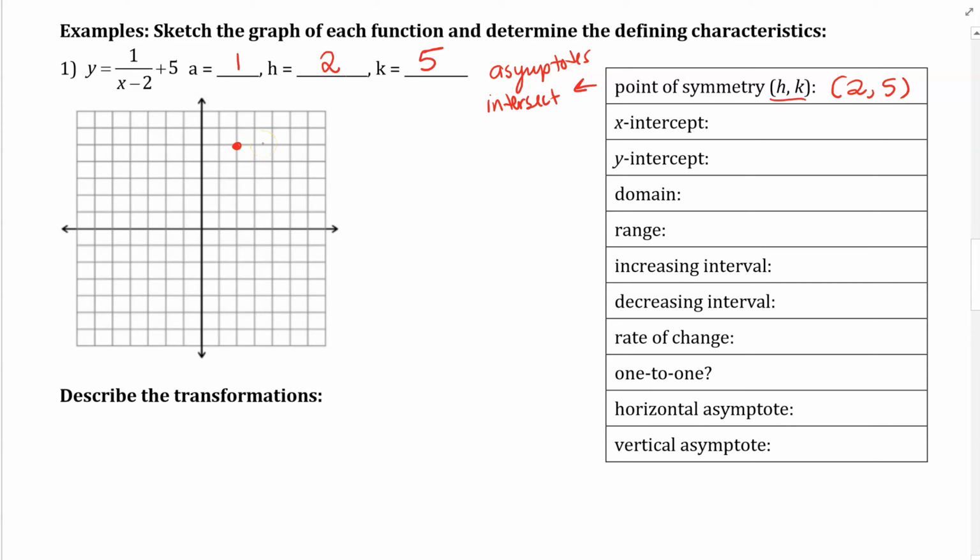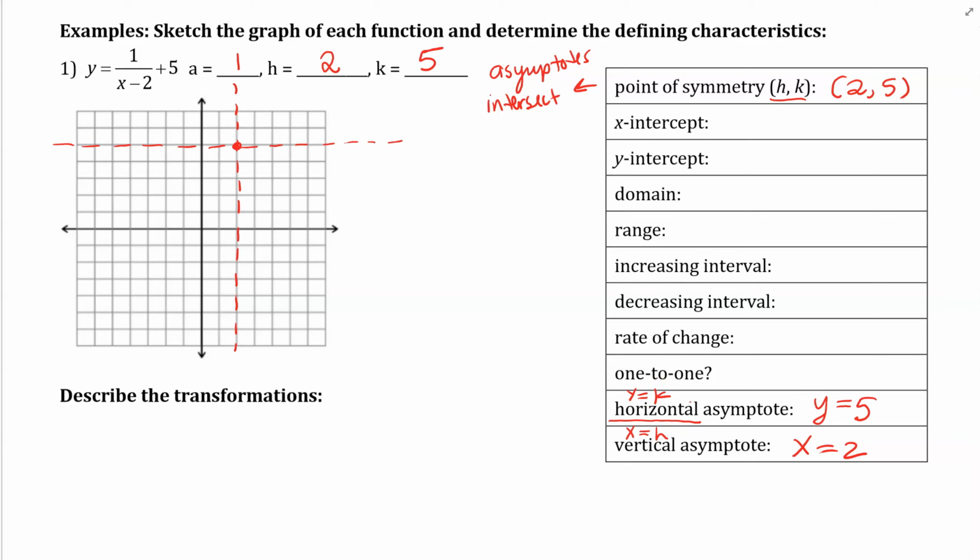So then that causes me to also realize that the horizontal asymptote, the one that's going this way, must go through the y value of 5. And the vertical asymptote, the one going vertically, must go through the x value of 2. And that is in fact the case. So the vertical asymptote will be based off h, and the horizontal asymptote will be based off k. Now, I want to explain why.